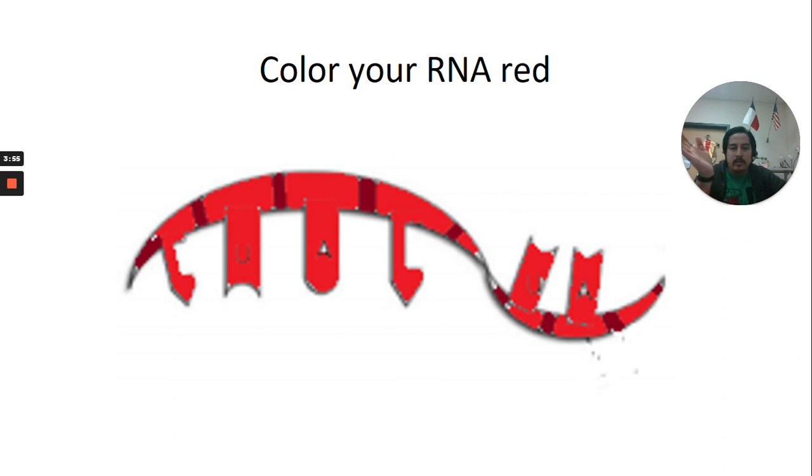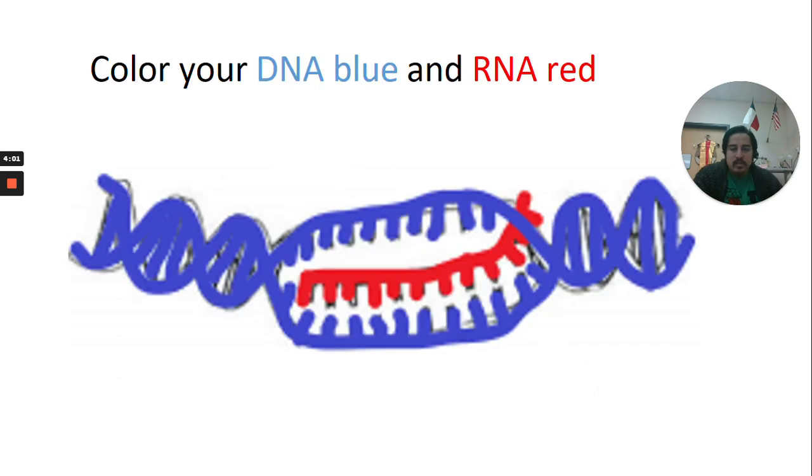Doesn't have to be perfect. Okay, now the next picture is the reason why we colored. I want you to see what's going on. So you have the DNA, which is blue. Then you have the RNA, which is red. The DNA is going to open up, and then from the middle, you're going to get a piece of RNA.